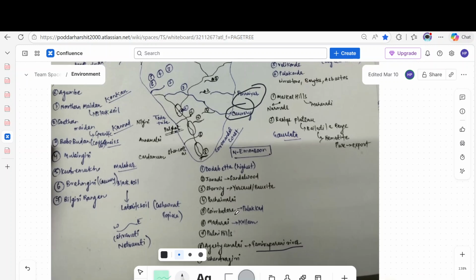And you can see Madurai to Kollam. Madurai to Kollam is connected by the Senkottai Pass. Palghat is actually connecting Palakkad to Coimbatore.